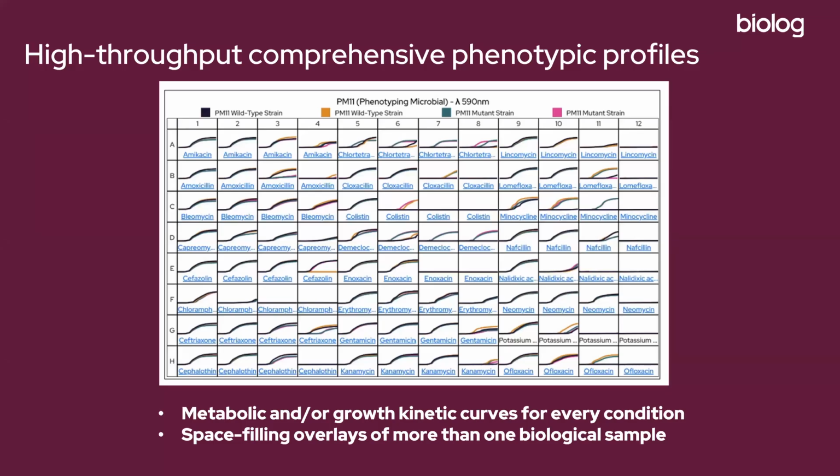In the final report, you will receive comprehensive phenotypic profiles depicting growth or metabolic curves for every condition tested. Here you can see that we're looking at a single phenotype microarray plate, showing the space-filling overlays of 2 replicates of a wild-type strain and 2 replicates of a mutant strain. And you can see here that you can easily visualize the differences in metabolism or growth between each of the strains.